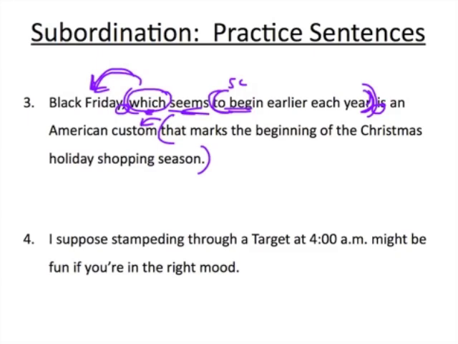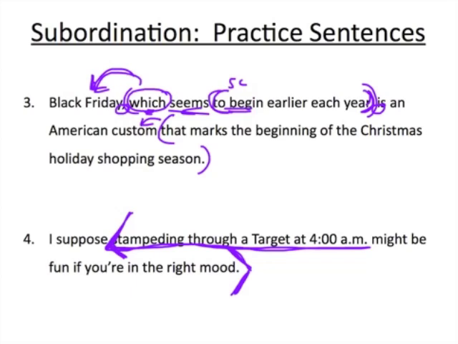"I suppose stampeding through a Target at 4 a.m. might be fun if you're in the right mood." This one's tricky. Well, you're probably recognizing "stampeding through a Target at 4 a.m." as something, right? Possibly gerund. Well, to figure out what's going on with stampeding through a Target at 4 a.m., we have to pull the camera back a little bit and look for a larger structure that it's inside. And that is a noun clause that goes like that. All right? And that whole noun clause is the direct object of suppose. It's what I suppose.